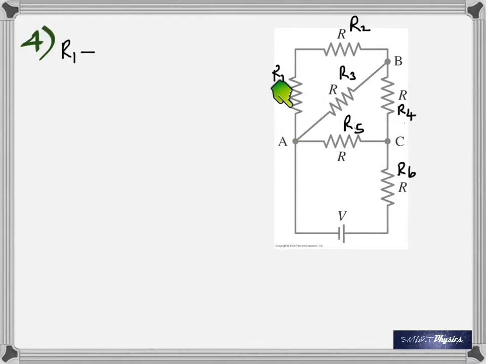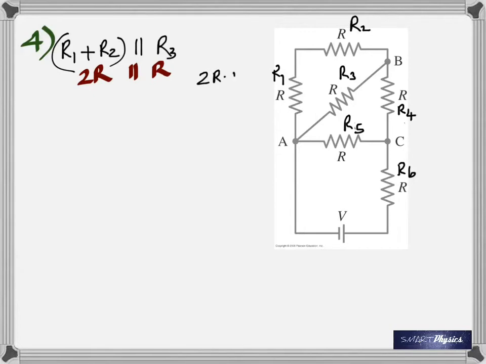But look at that, the current that splits here and flows through R1 is exactly the same current that has to flow through R2. Now since the currents flowing through R1 and R2 are the same, that means R1 and R2 are in series with each other. And then that total combination is in parallel with R3. So R1 plus R2, because they are in series, in parallel with R3. That is 2R in parallel with R, which is 2R times R by 2R plus R.